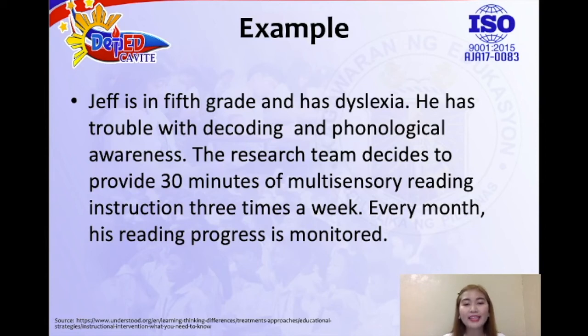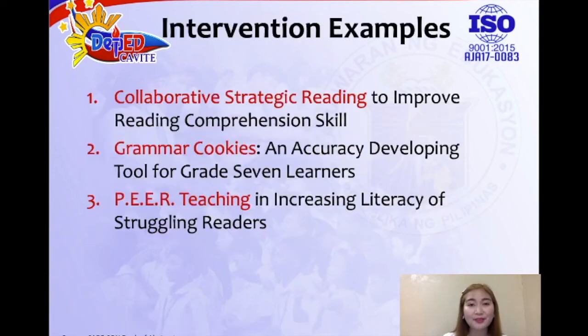Okay, you're right. It's the 30 minutes of multisensory reading instruction 3 times a week. So it's specific. So 3 times a week of 30 minutes each. And then how often do they monitor the reading progress? It's every month.